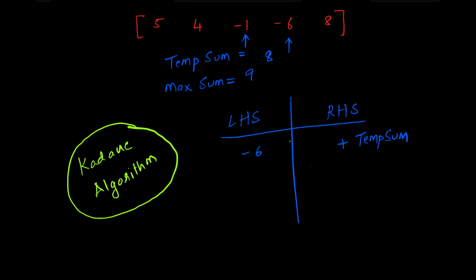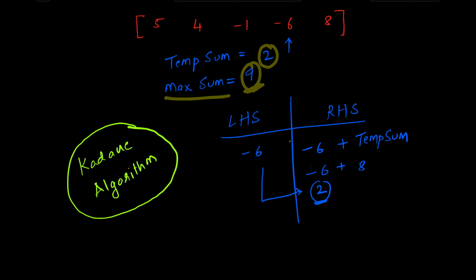Minus 6 on the left hand side and minus 6 plus temporary sum on the right. Minus 6 plus 8, the result is 2. And between minus 6 and 2, 2 is greater, so we'll save 2 in the temporary sum variable. And between 2 and 9, 9 is greater, so we'll not update the maximum sum variable. Moving on to the next element, which is 8.